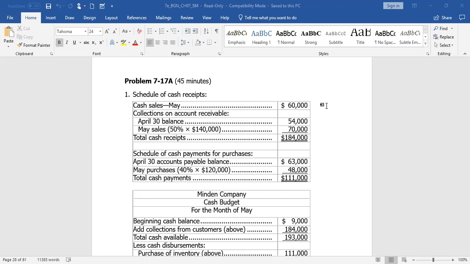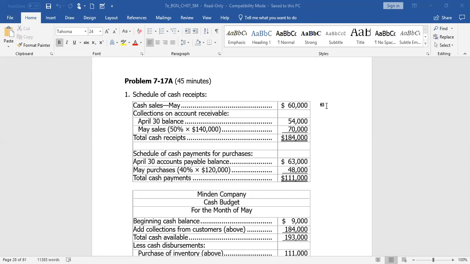So in Part A, it says sales are budgeted at $200,000 for May. So we'll start with the cash receipts from sales. Of these sales, $60,000 will be for cash. As you can see, the first item on our cash receipts schedule is cash sales, $60,000. It goes on to say the remainder will be credit, which would be $140,000.